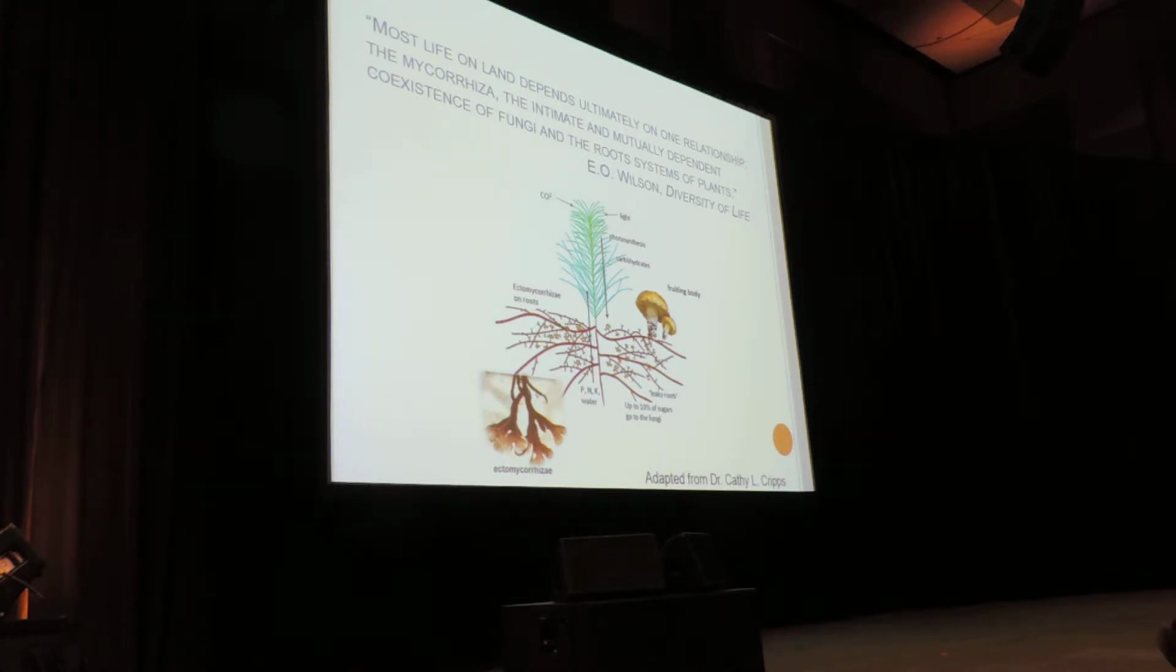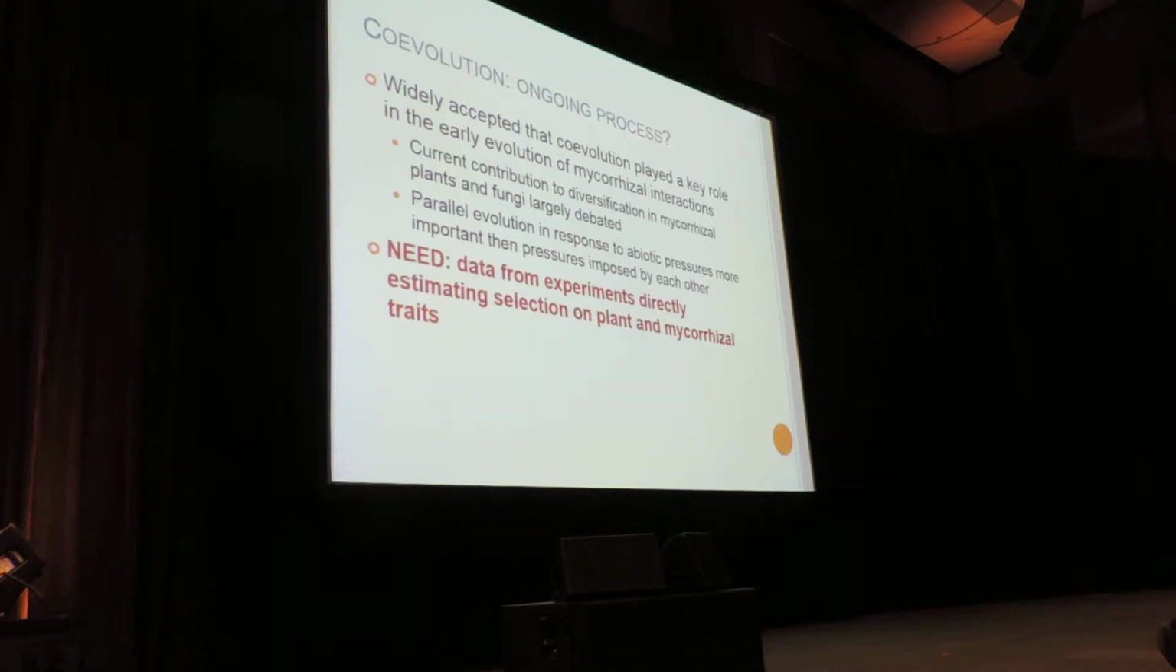I'm going to note here that pines are obligately ectomycorrhizal, so you will not find pines without ectomycorrhizae, and they represent one of the oldest and most diverse plant associations. While it's widely accepted that coevolution played a key role in the early evolution of these mycorrhizal interactions, its current role in mycorrhizal relationships is an area of much debate.